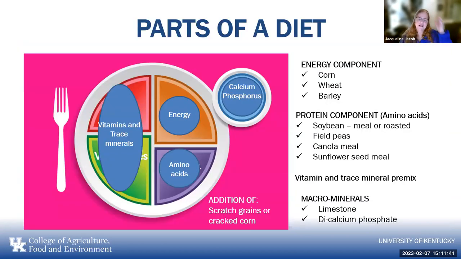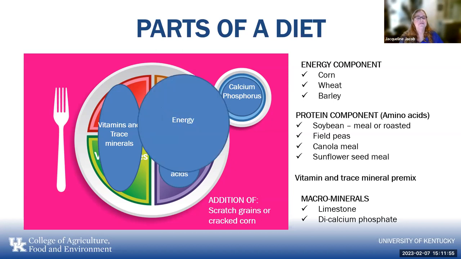So if you think again of the parts of the diet, you've got a nice, well formulated feed, and then you add scratch grains or cracked corn, either of which is energy. So you have suddenly overpowered all the other nutrients with energy. They are going to eat less of the complete feed, and they're going to end up with nutritional deficiencies, whether that's the vitamins and trace minerals, the macro minerals, or the protein. All of that is going to be affected by diluting the complete feed with energy. And that will come into play when we start looking at some of the reproductive problems in laying birds.